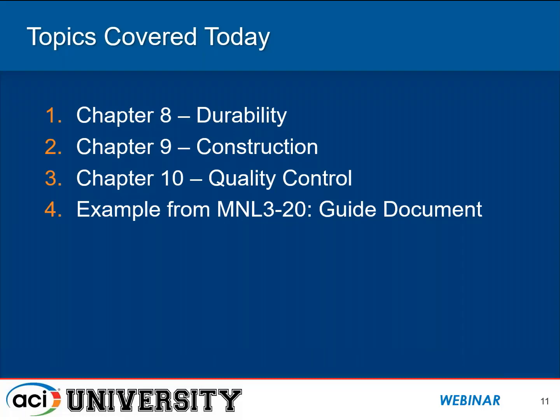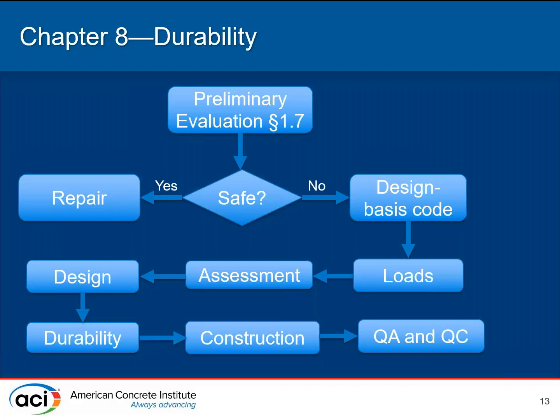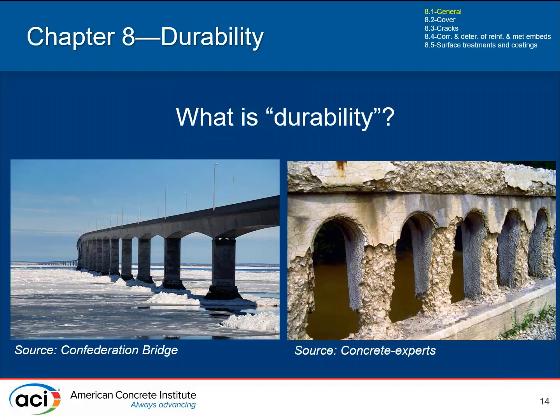So hopefully we're in for a little bit of a ride and we'll see where we're going with things. First of all, I want to start by talking about the durability chapter, which is Chapter 8 in 562. You've probably seen this flow chart, which is the path through the code, and if you look at it, we're down in the lower left corner looking at durability, so coming towards the end. Before I start talking about what's actually in the code, I want to make sure we're all on the same page with what durability is.